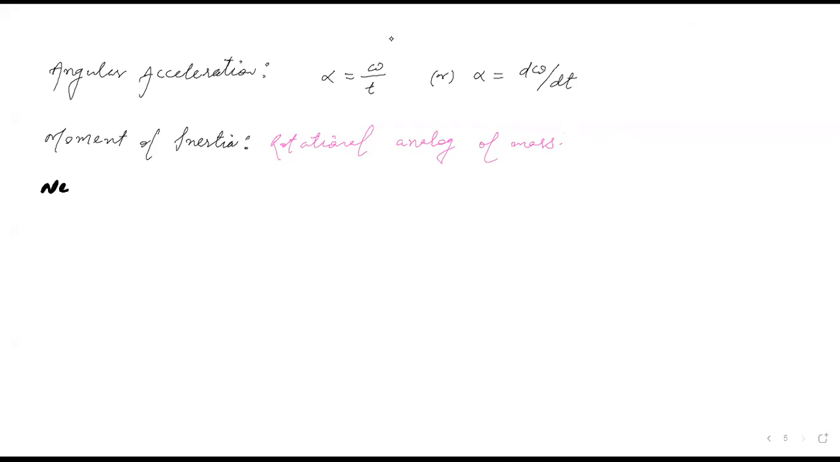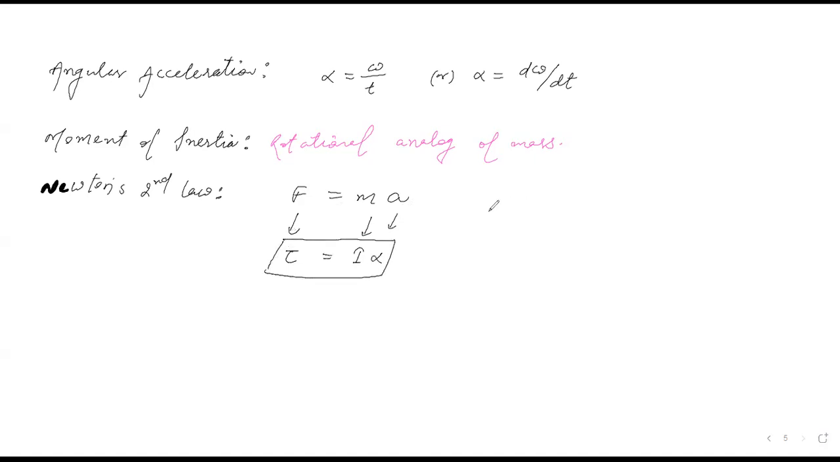What is Newton's second law? You already know F is equal to ma. But for rotational motion, F will be torque, mass will be the moment of inertia I, and linear a is your linear acceleration. For rotational, it will be tau is equal to I alpha. Tau is the torque, I is your moment of inertia, alpha is your angular acceleration.